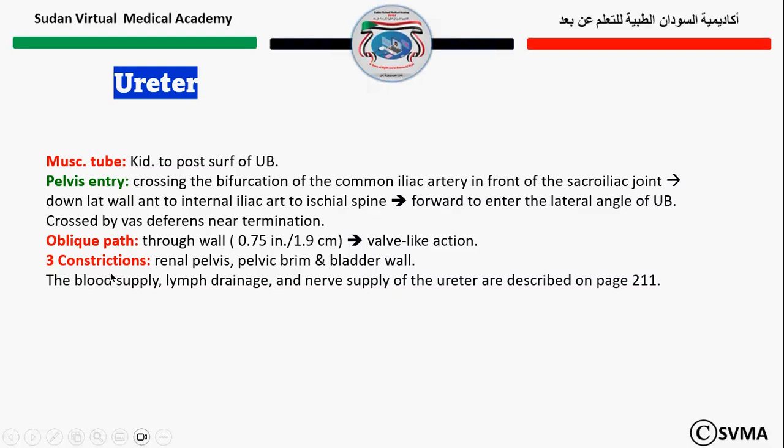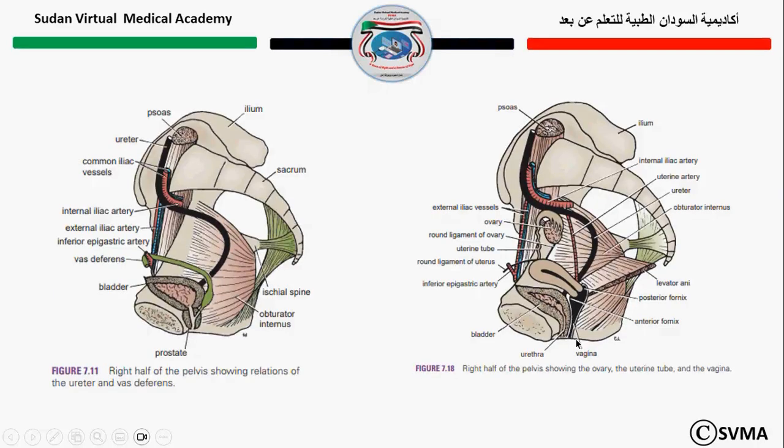Anyway, the three constrictions, as Rawan said, are at the renal pelvis, at the pelvic brim, and at the bladder wall. Because the ureter is mainly in the abdomen, we will cover its blood supply, lymphatic drainage, and nerve supply when we speak about the anatomy of the abdomen. The ureter course is the same in both sexes, but when it approaches the urinary bladder, it is crossed by the uterine artery in the female and by the vas deferens in the male.